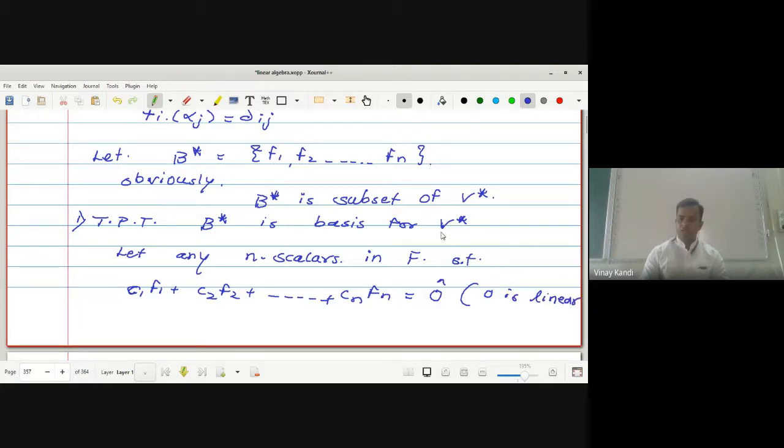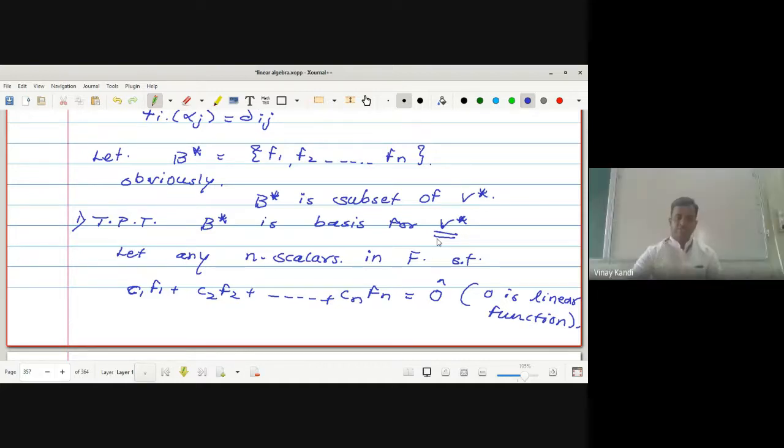So what does this zero functional do? What does it do to every element? It maps it to zero. Okay, this is the zero functional. Zero is the linear functional, not the element of V. It is the element of V star. Any doubt?